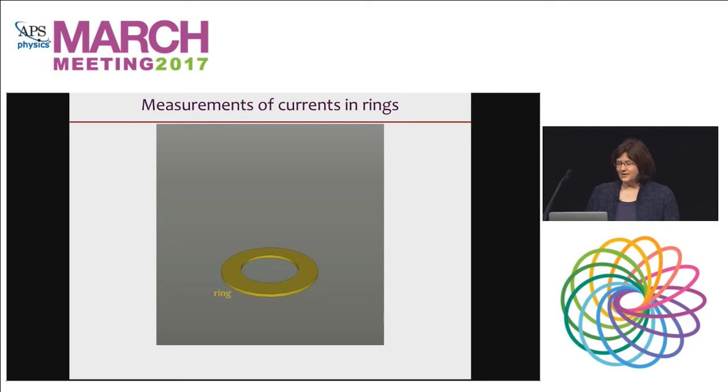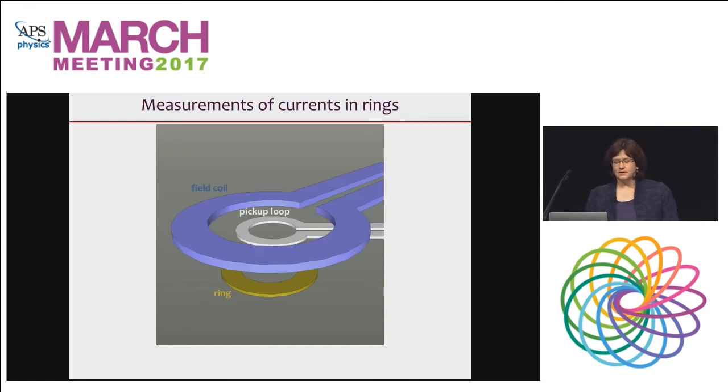So what you want to do is look at the currents in the ring in a way that doesn't disturb the currents in the ring or require you to break the ring. And so what we do is we use a scanning SQUID device that has both a pickup loop and a field coil.